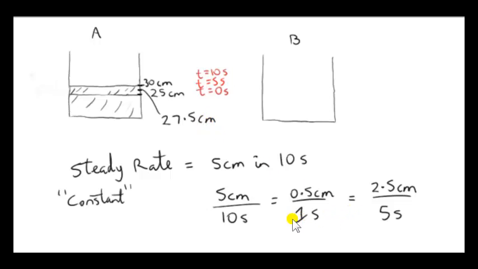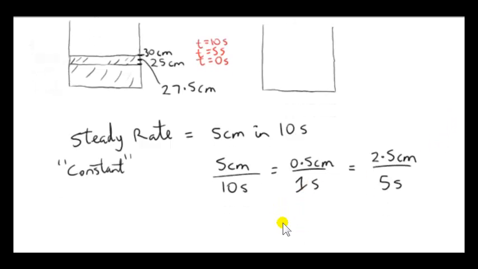So the interval can be anything we like. It doesn't have to be 1 second. It could be 5 seconds, 10 seconds. It could be half a second. Suppose we want to find by how much the water level rises after half a second, 0.5 seconds. Well, we just get half of what's on top. Half of 0.5 is 0.25 centimeters.